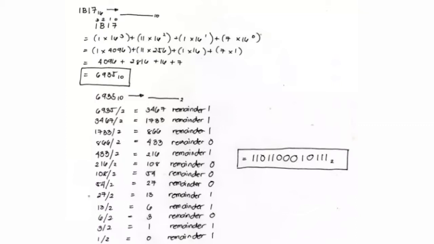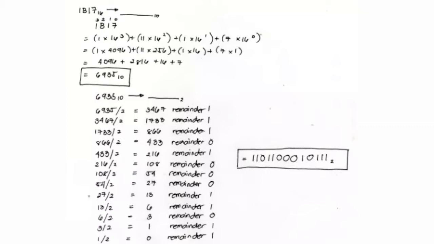Then, imultiply natin yung nasa loob ng parenthesis, then add. And then the answer natin for base 10 is 6935 base 10.